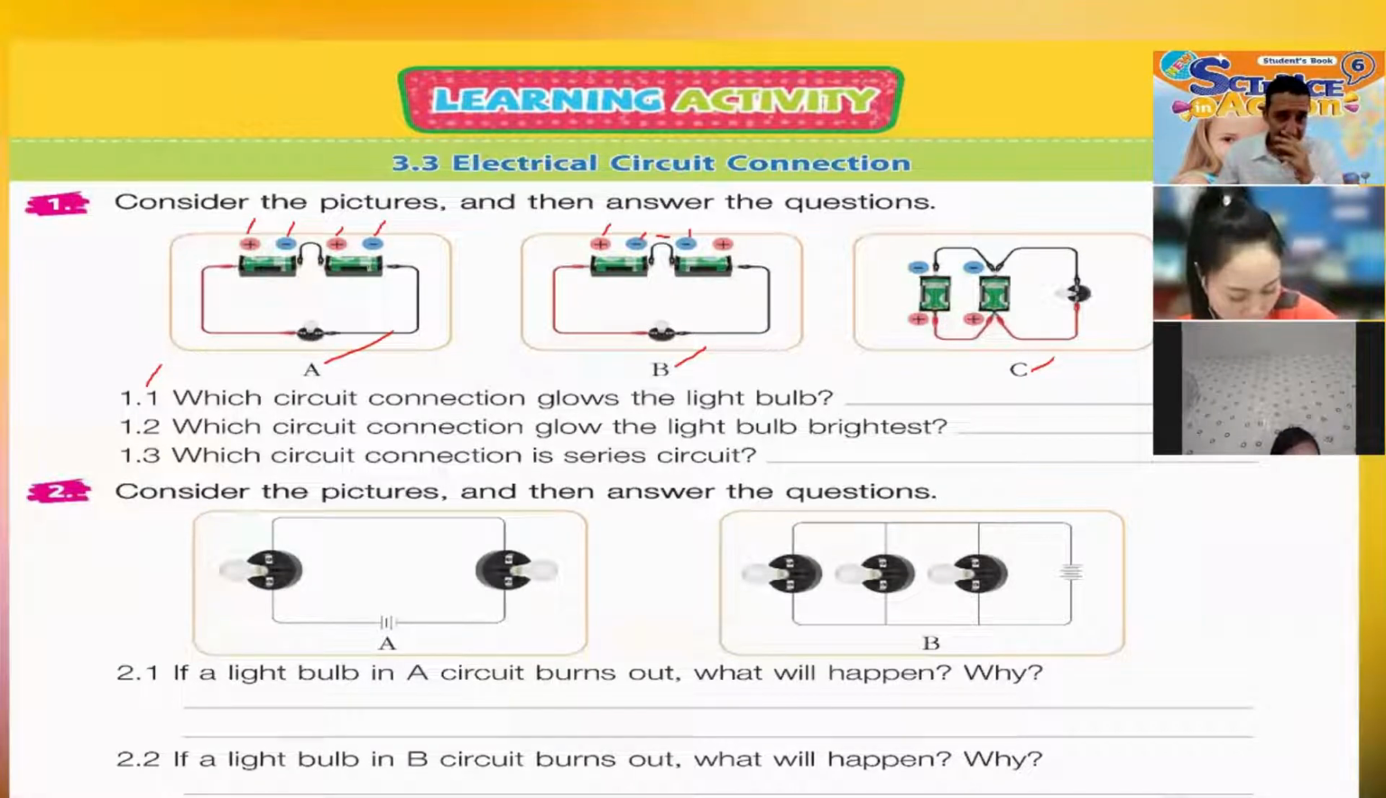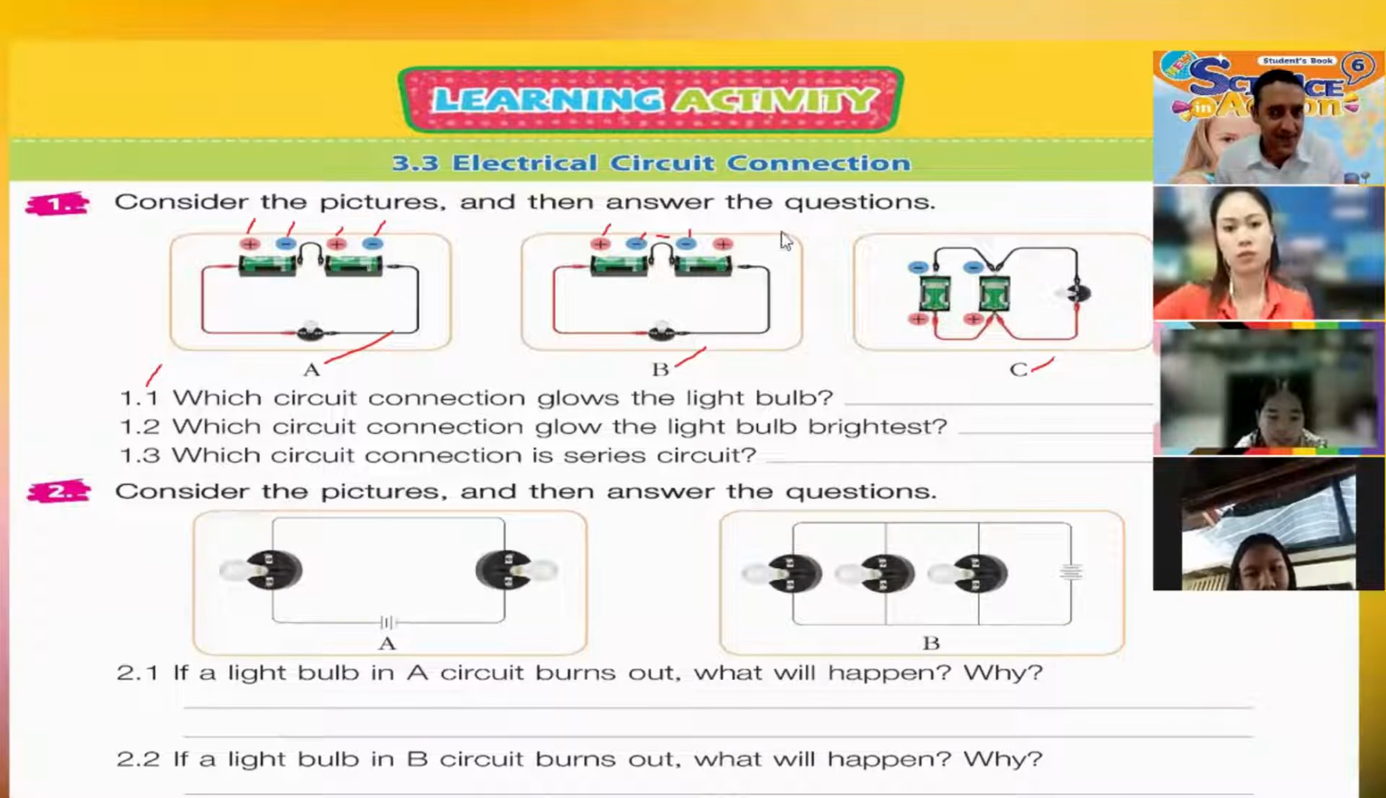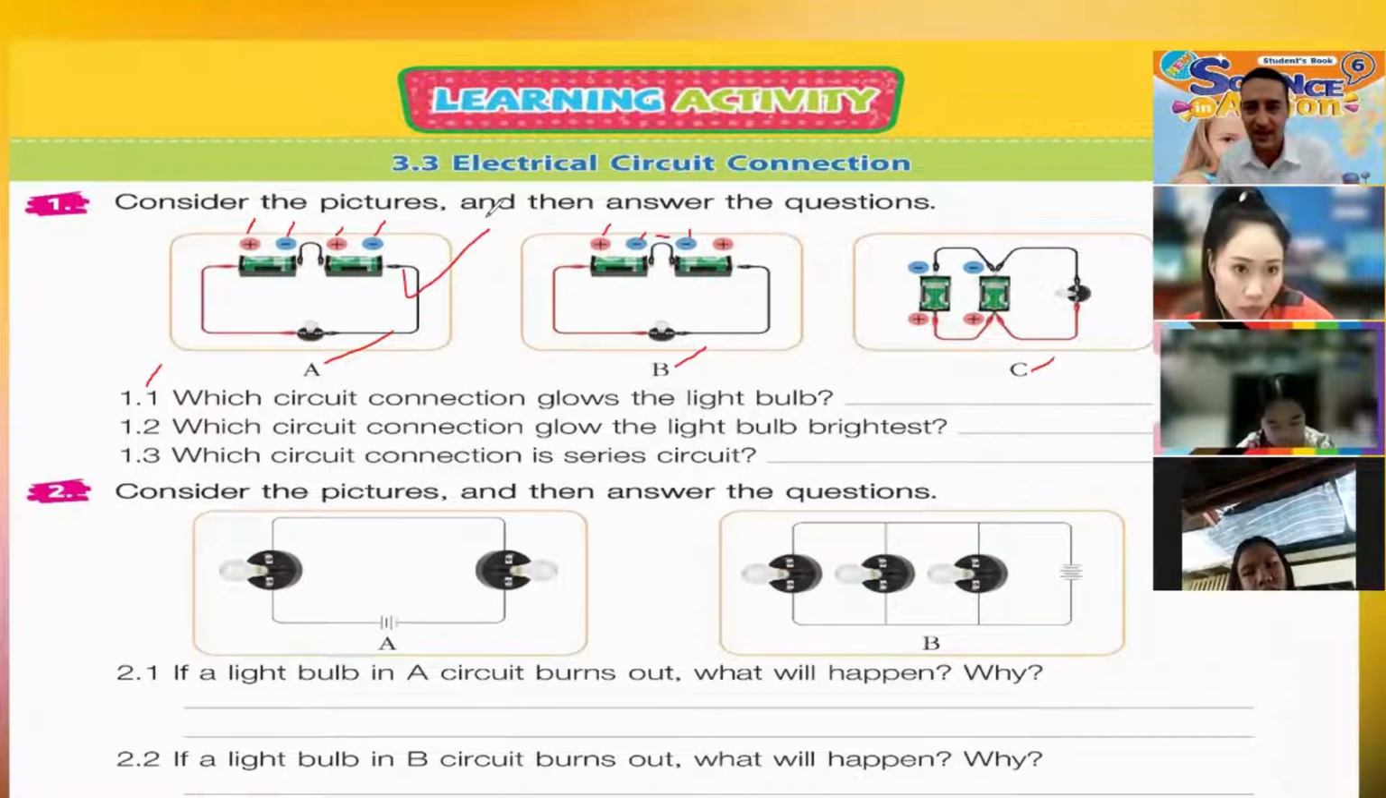Students, anyone can answer me? A. Again, a little bit louder, please. A. A, that is the correct answer. Okay, another one, only A or anyone, the other two circuits as well?